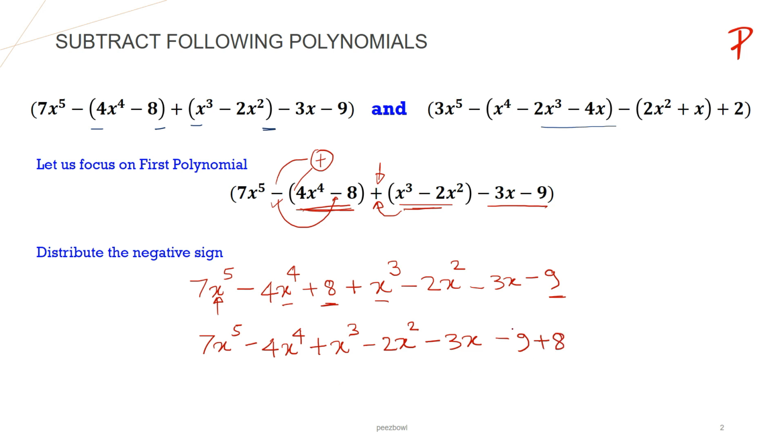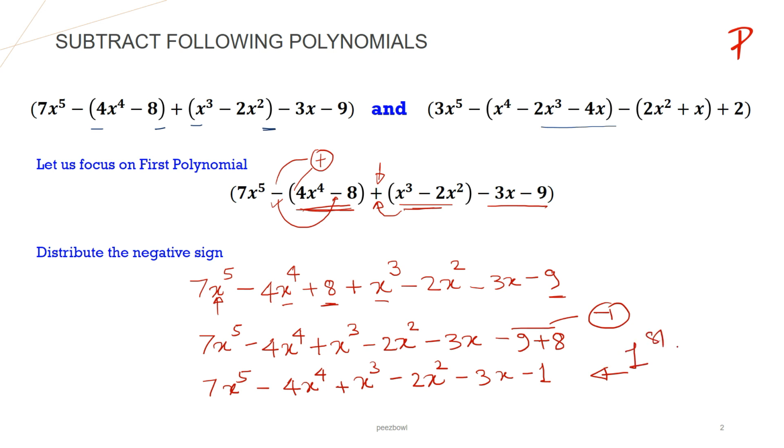So let us solve these two. Minus 9 plus 8 is minus 1. I will write it down. So this is going to be 7x to the power 5 minus 4x to the power 4 plus x cube minus 2x square minus 3x minus 1, right? Okay, so this is how we solved the first polynomial, and in a similar way I have to solve the second polynomial as well.